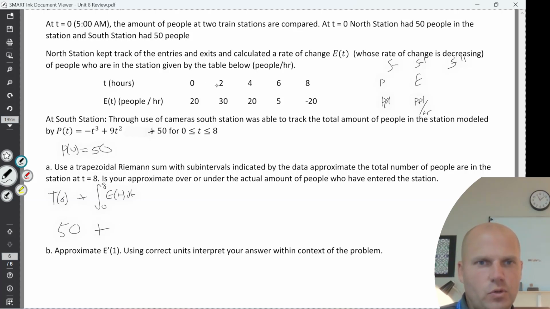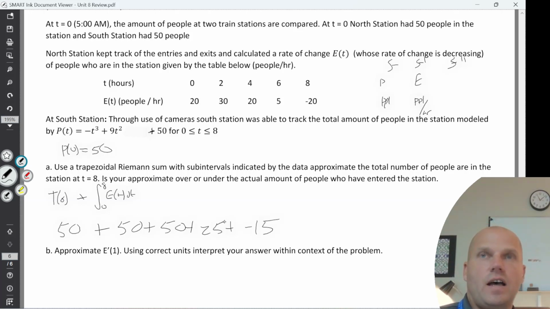I have a half of 2, 50. I have a half of 2, another 50. I have a half of 2, 25. I have a half of 2 and negative 15. Yeah, great. So, boom. 50, 100, 125, 110, plus 50, 160. So there's approximately 160 people who are in the station. Not entered. So that's another thing I should change. Shoot. In the station.